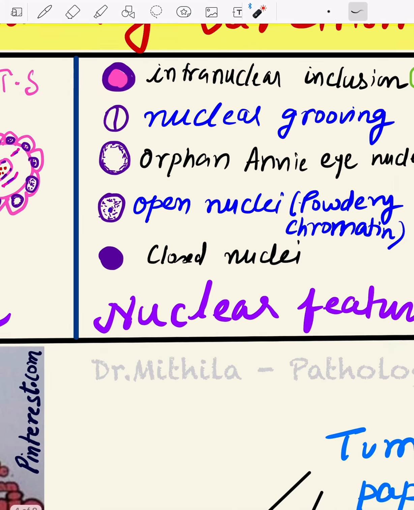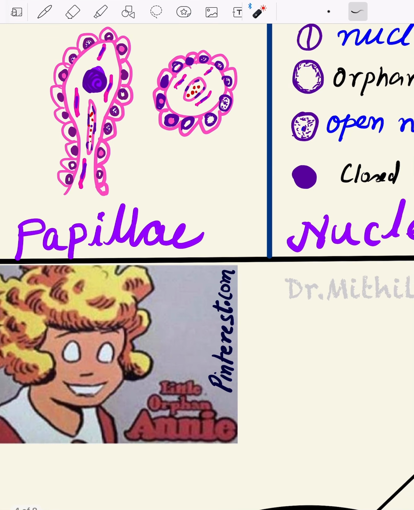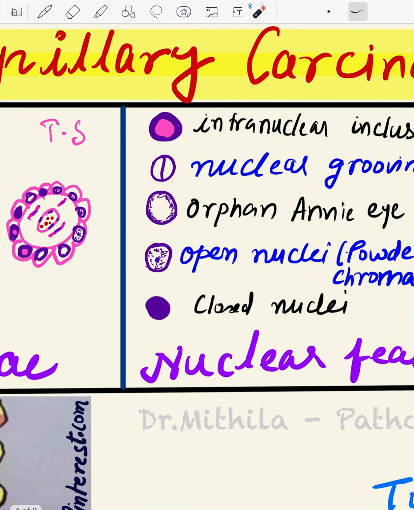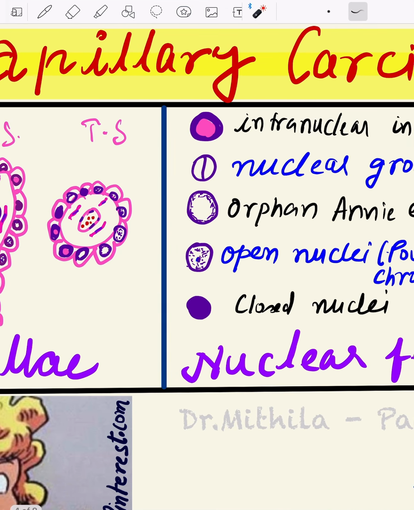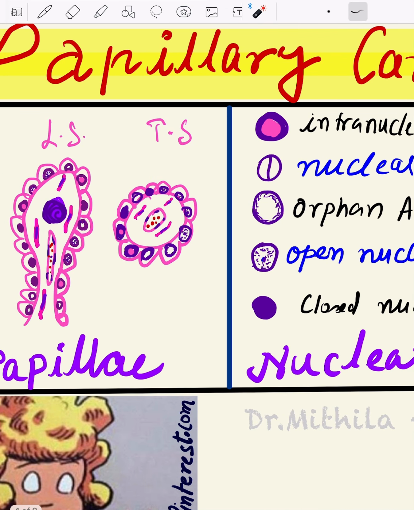So Orphan Annie was a comic strip which used to come in America, and the main protagonist of this comic is this Annie, and her eyes used to look clear. So because of the resemblance to this appearance, these nuclei are called Orphan Annie eye nucleus. So these are the types of nucleus that we will draw in the lining cells of these papillae.